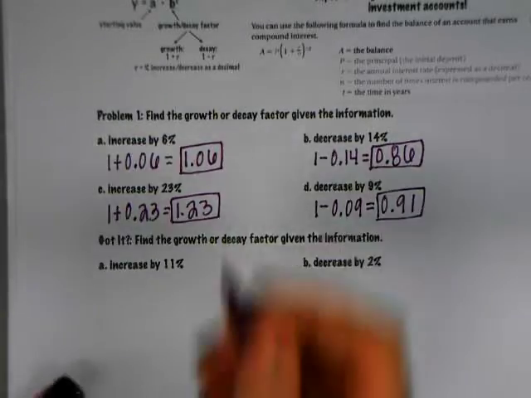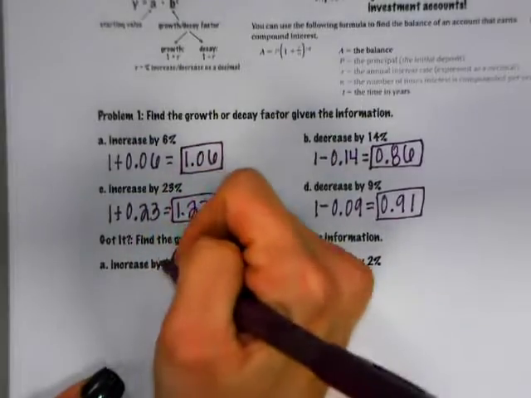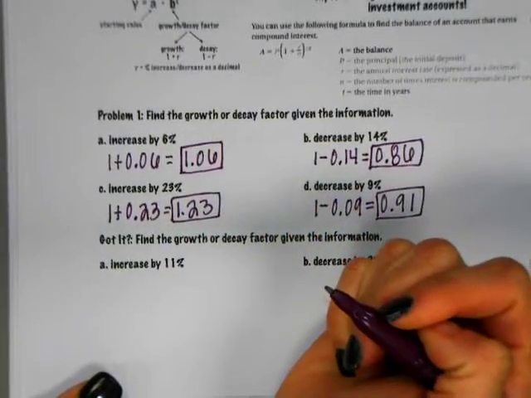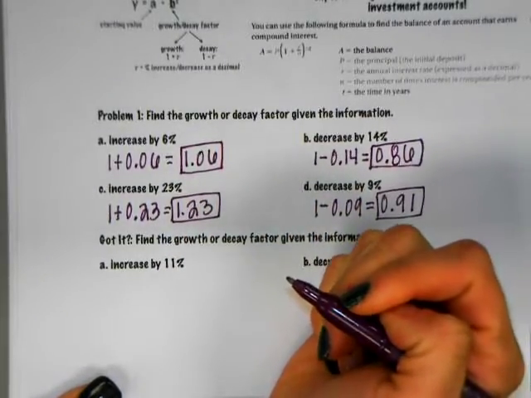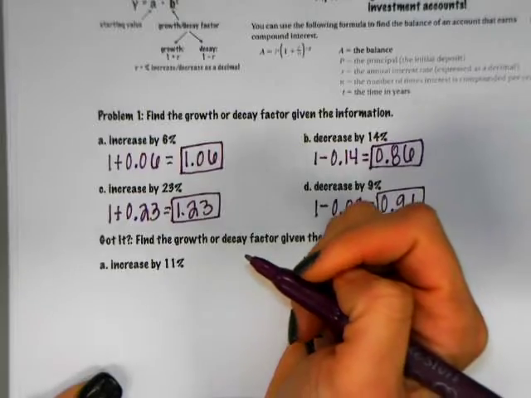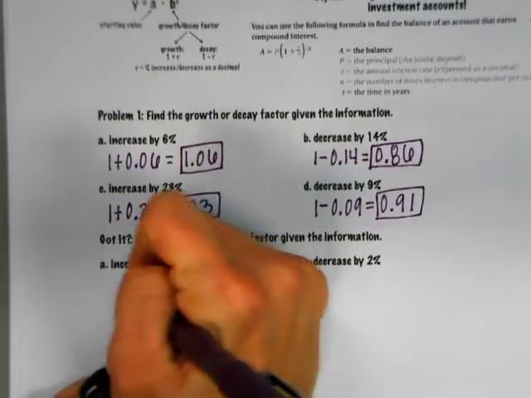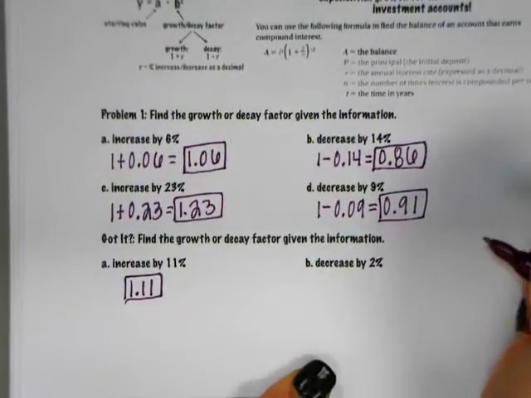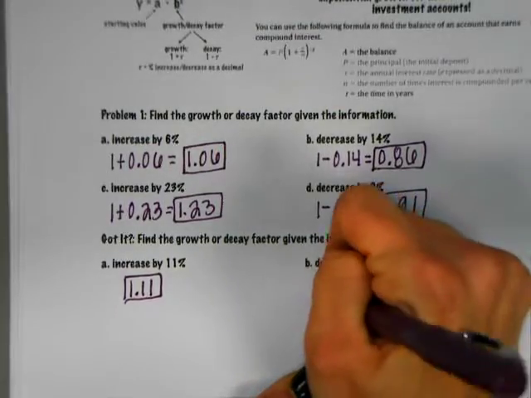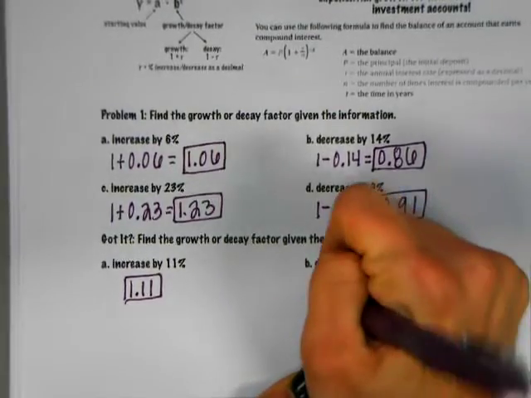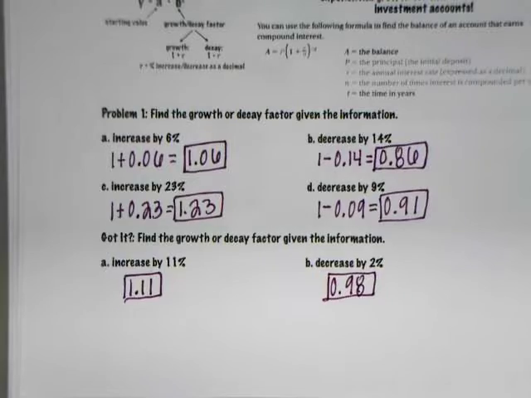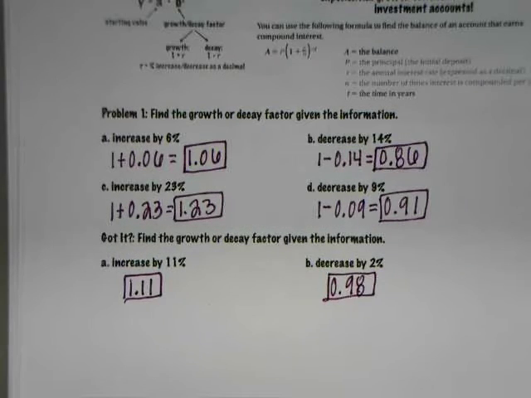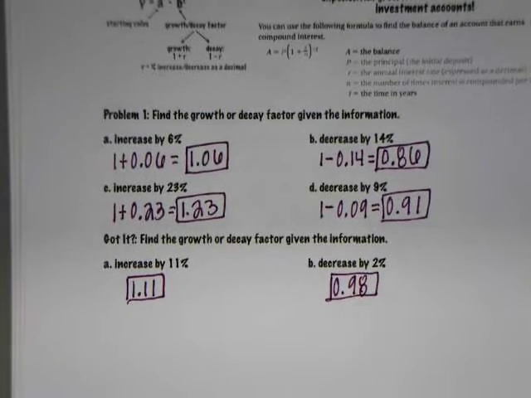Okay, so what would A be? Just the answer. Yep, 1.11. And what about B? Yep, 0.98. Okay, any questions on that? Okay, so that value is going to be your B in the formula. So A is still going to be your starting amount, and then B is going to be this, and then your X power. Okay?